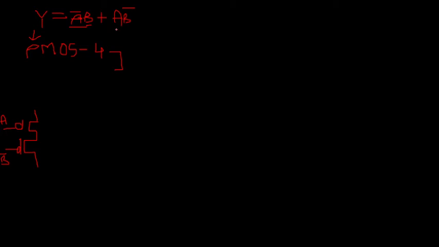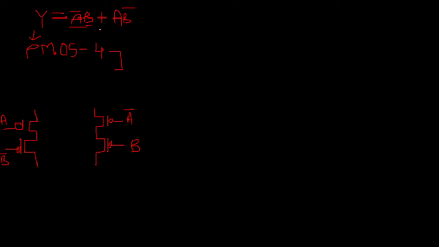Similarly, another branch is A dot B bar. That means again you will have two PMOS transistors connected in series. And then what is the input? A. So for the pull up network, what is the rule? We invert the inputs. So A bar will be written as A, B will be written as B bar.